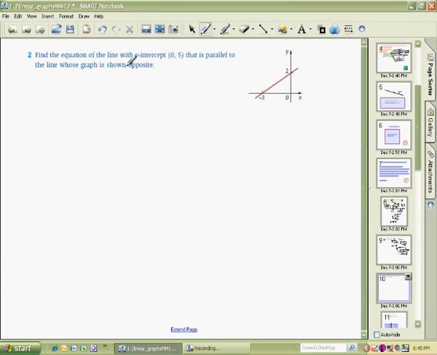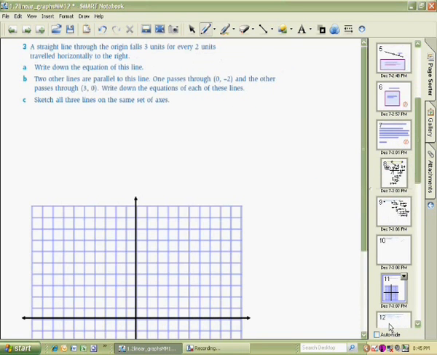Looking at this one here, the equation of the line with the y-intercept 5, so it's c, parallel to this line. Well, you've got to work out the gradient of that. What is the gradient of that? It's not hard to work out the rise over the run. That's going to give you the gradient. It says the line is parallel to that, so you'll be able to know the gradient from this and know that c is 5, and you'll be able to work out y equals mx plus c from that.